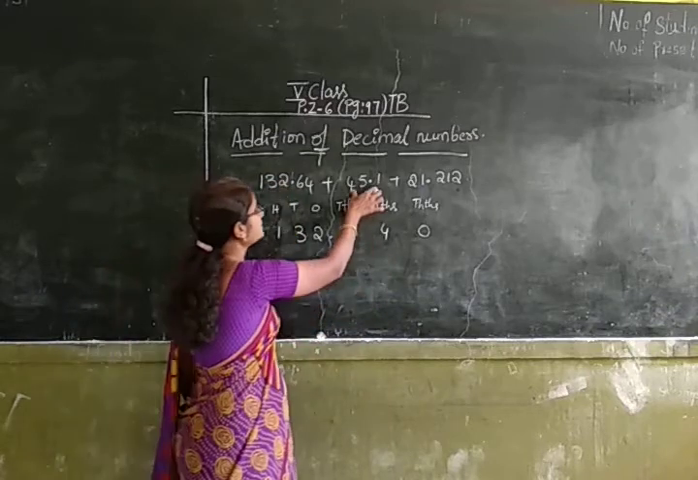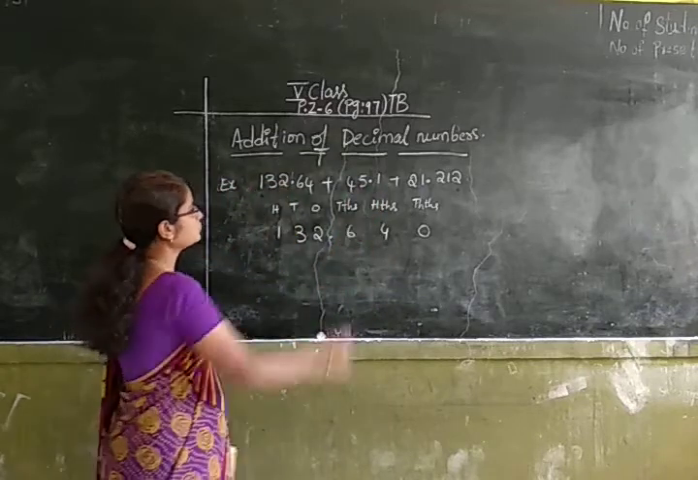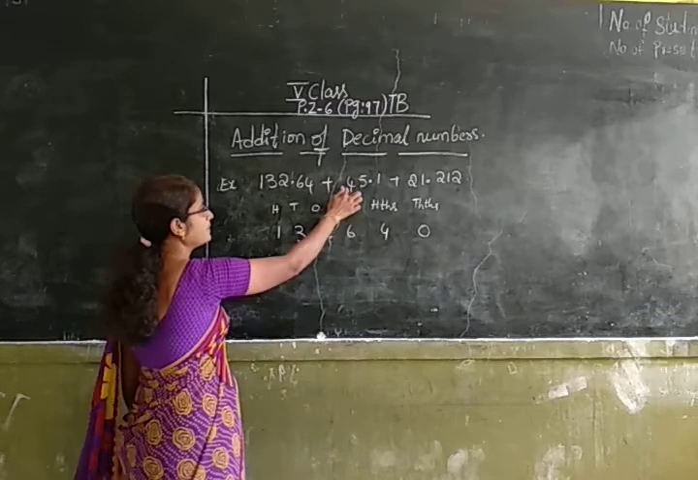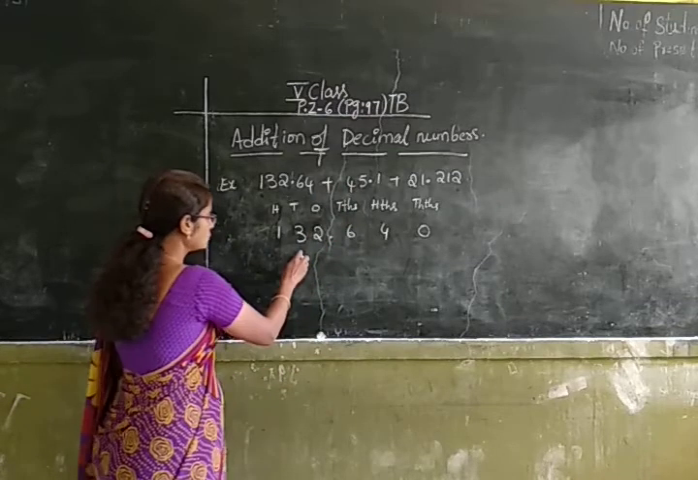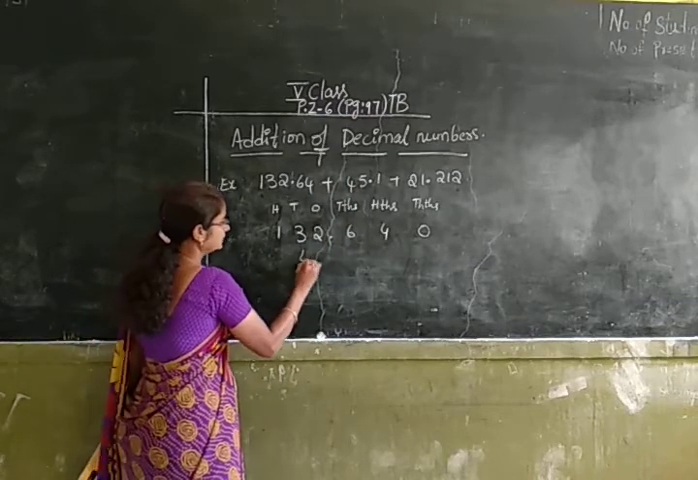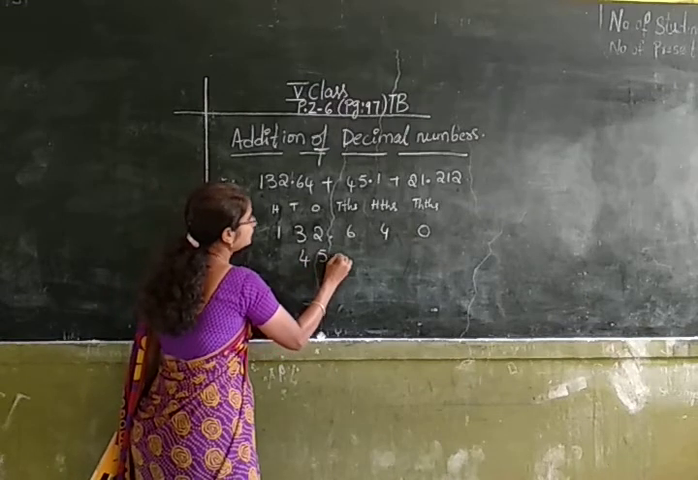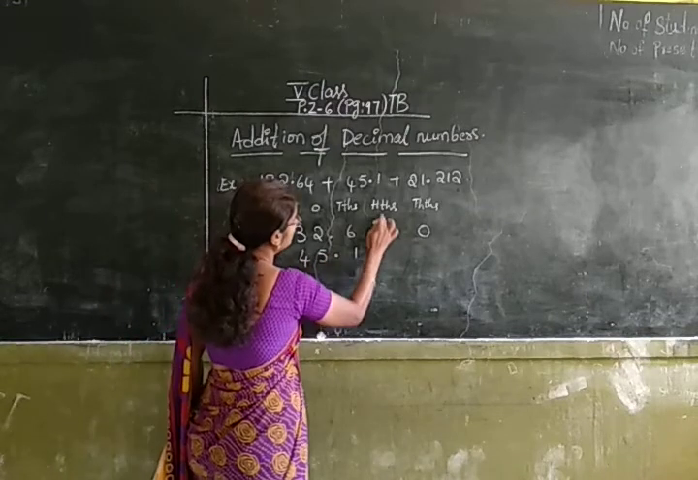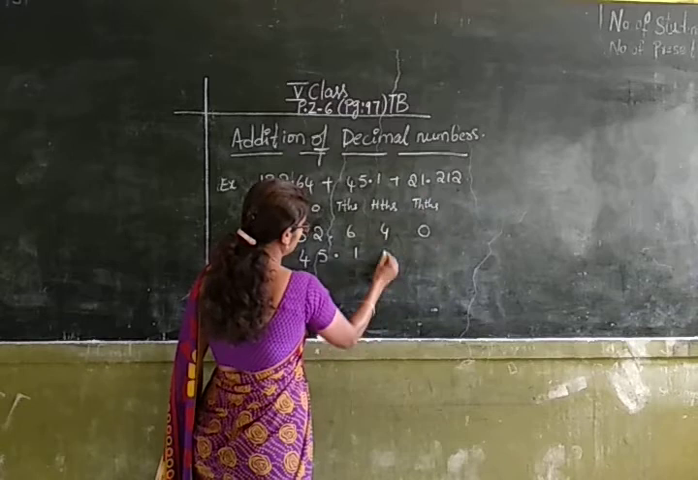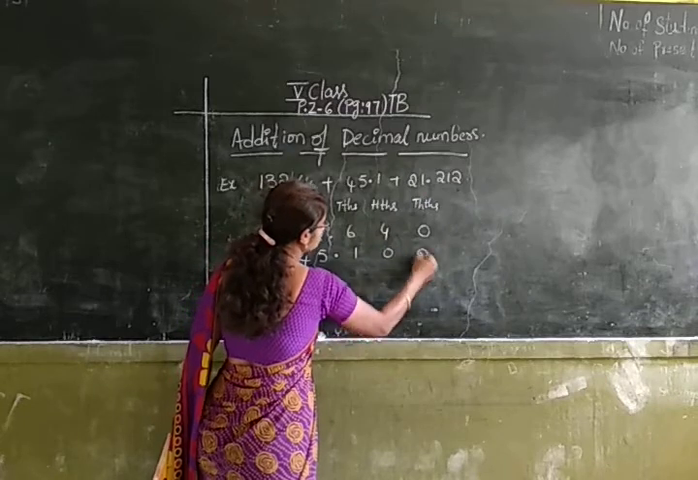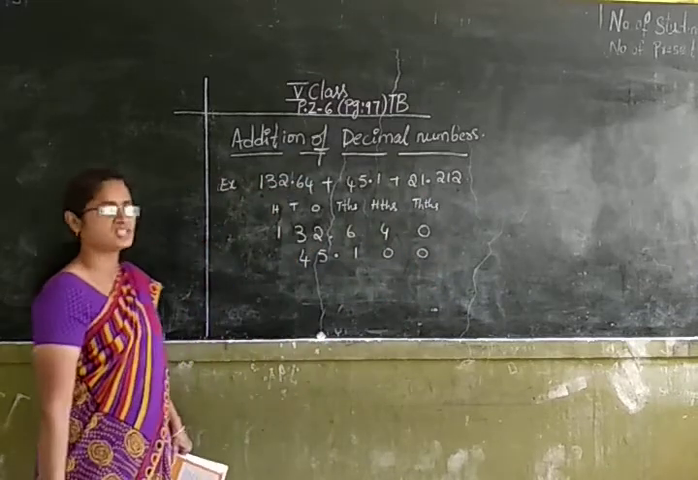Now let us arrange the second number. The second number is 45.1. This number is starting from tens place. So let us start writing from here. 45.1. Here hundreds and thousandths place are not given. So let us put zeros here in hundreds and thousandths place.